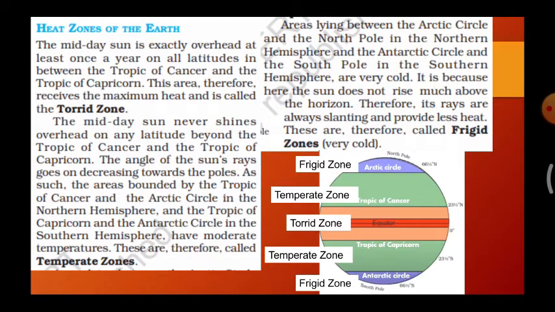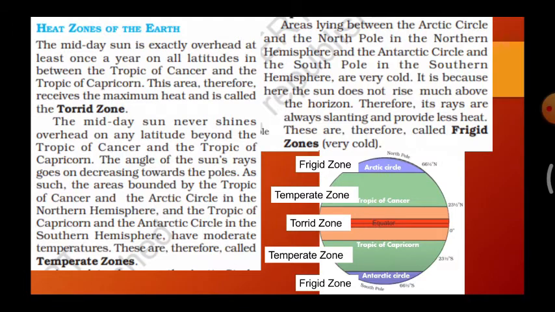That is very cold. So in these areas, the sun rays will be very low. Even though the sun rays are coming, they will not contain any heat. Only the light will be there. So these two places will be very cold.